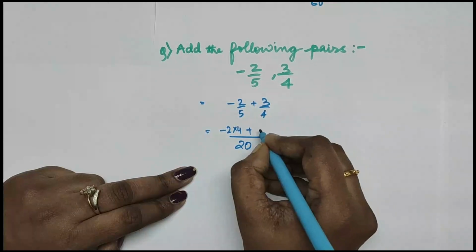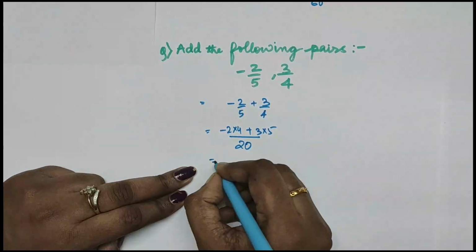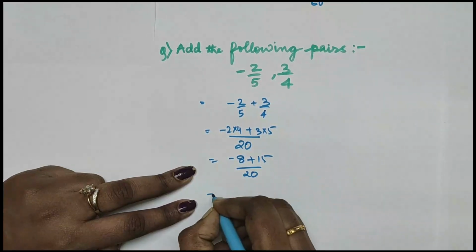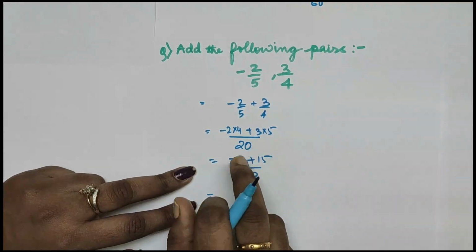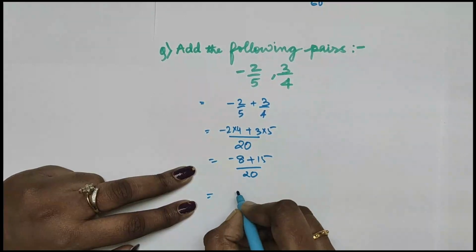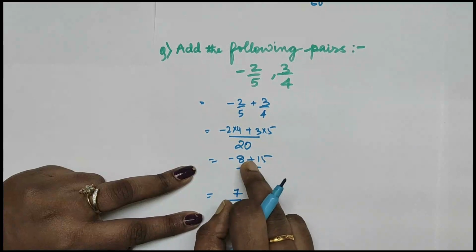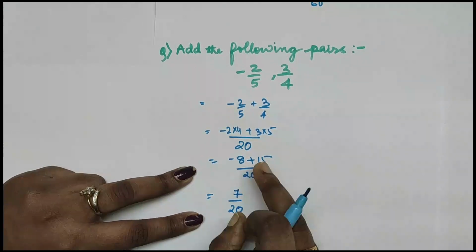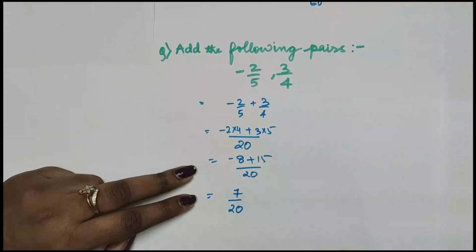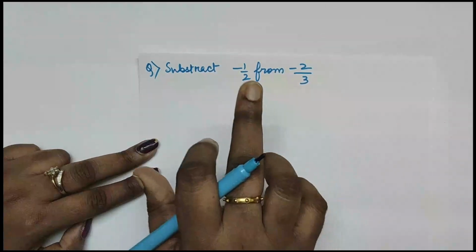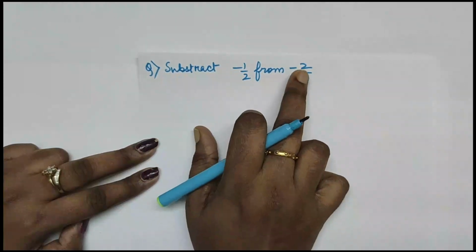And 4 5s are 20. So 3 into 5. So it becomes minus 8 plus 15 by 20. As you know about integers, 15 minus 8 will give me 7 by 20. Because the greater number is 15 and the symbol in front of it is positive, our answer will be positive.